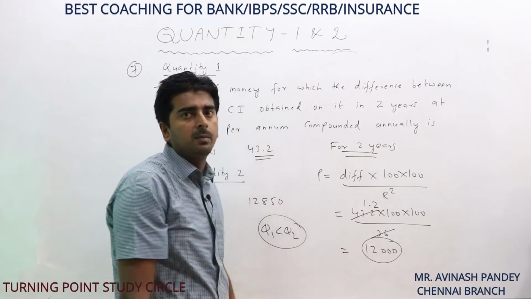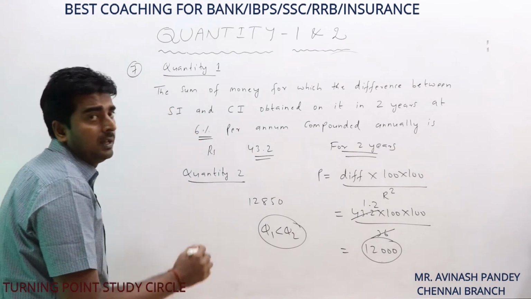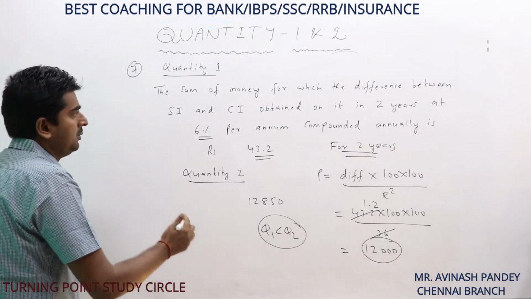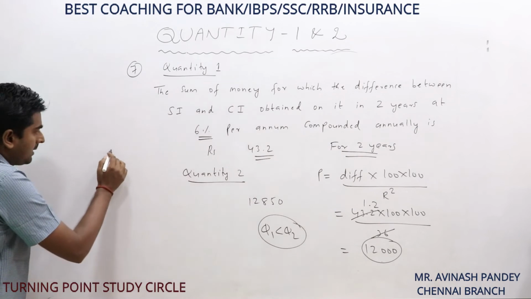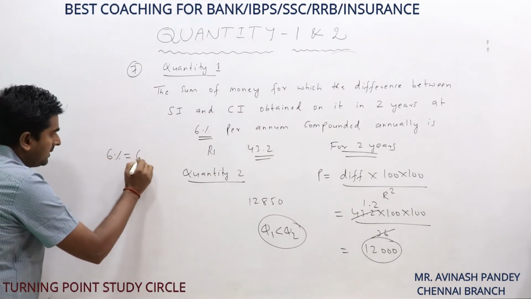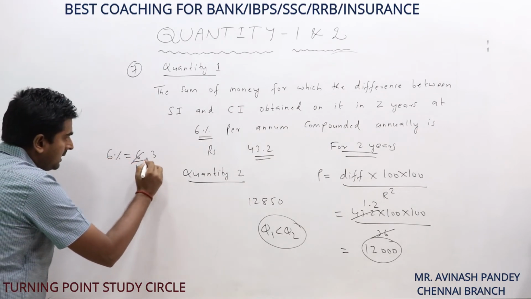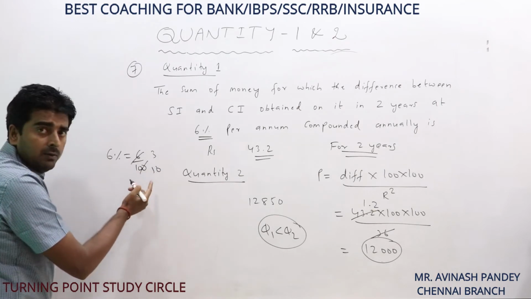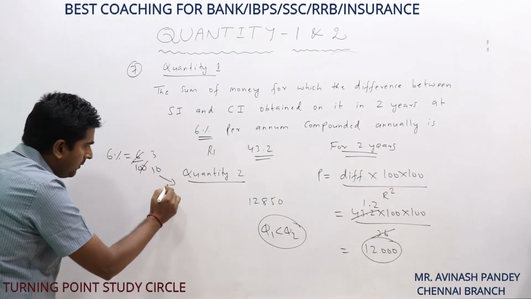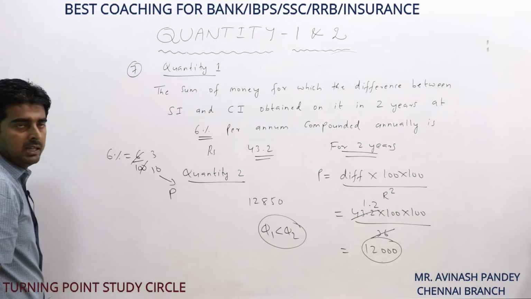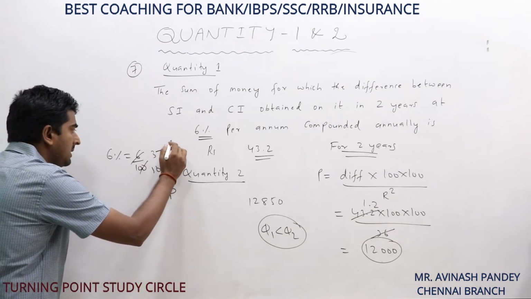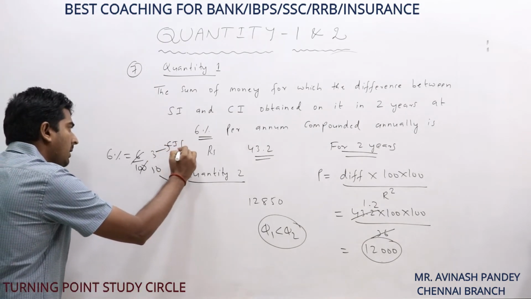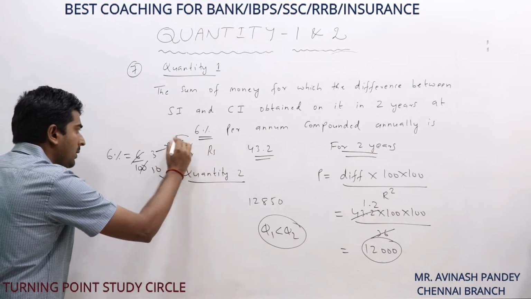So the second method is nothing but the tree method, which I hope everyone knows. So how to solve by the tree method? When you see here rate, you convert the rate of interest in terms of fractions. So it is nothing but 6 by 100, which is nothing but 3 by 50, right? When you convert rate of interest into a fraction, always remember your denominator part is nothing but principal, and the numerator part is nothing but CI and SI for 1 year.